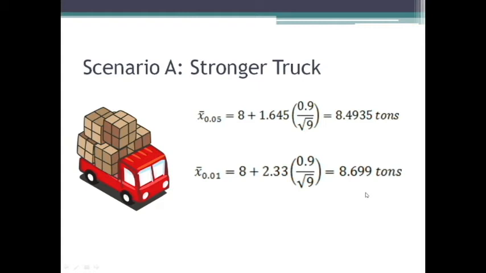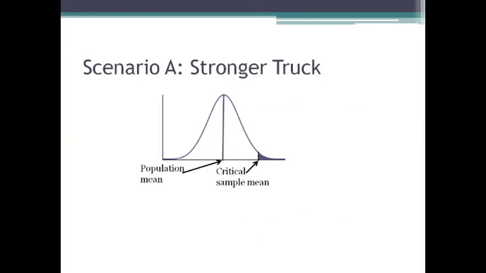Go all the way up to 99.9% significance, or 0.001 alpha, almost 8.9. In other words, as alpha shrinks, the critical sample mean gets farther away from the population mean. And that makes sense because this area is now smaller.